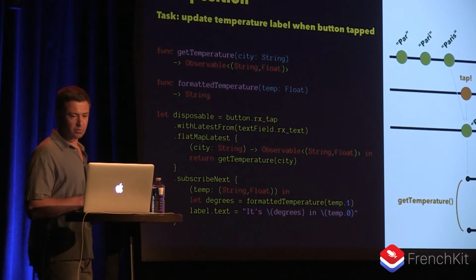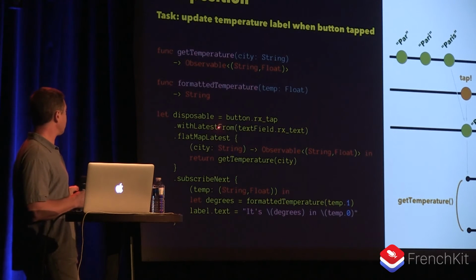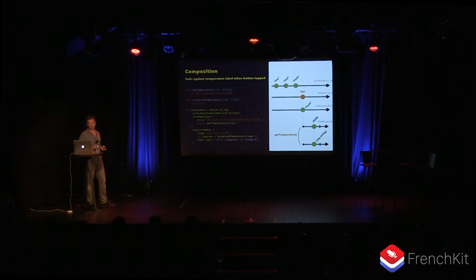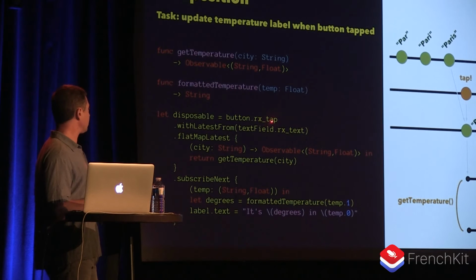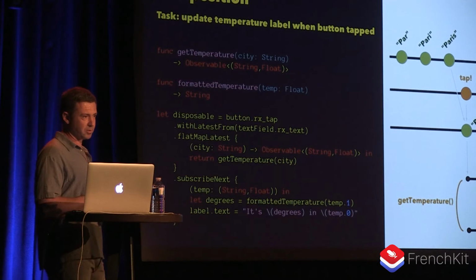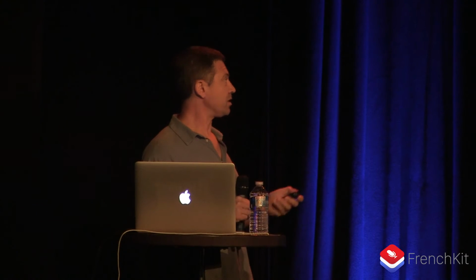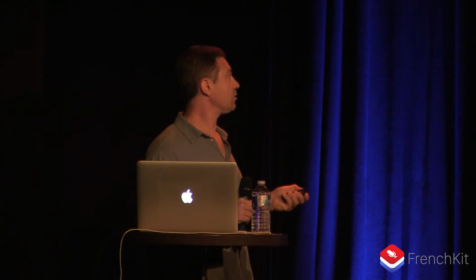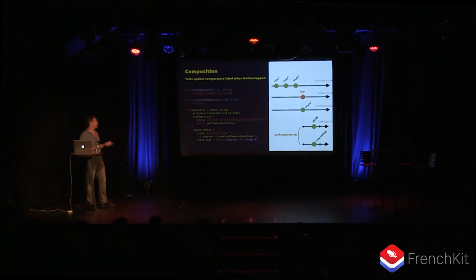We are going to compose the taps with the withLatestFrom operator, which is watching the text field's text. And it just remembers the last value that's been received on the text field. And every time the button taps, it will emit the latest version of the text field. So if we start typing Paris 3 times, when we tap, the withLatestFrom will emit Paris.